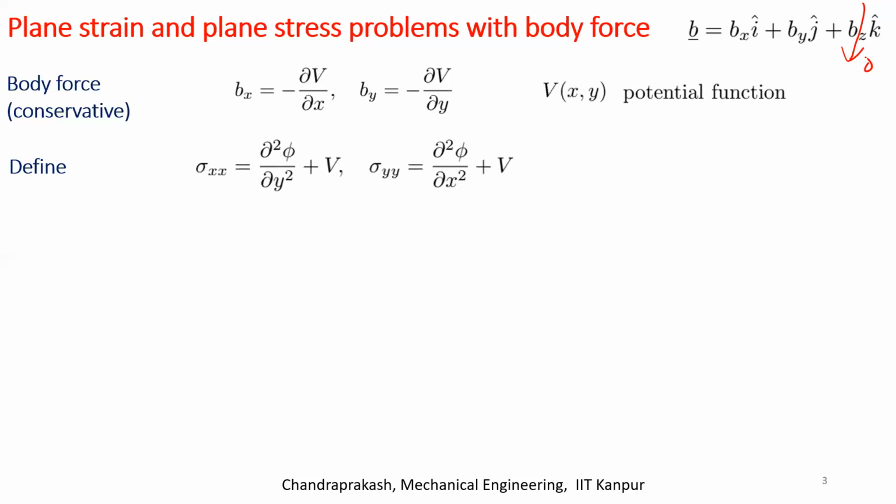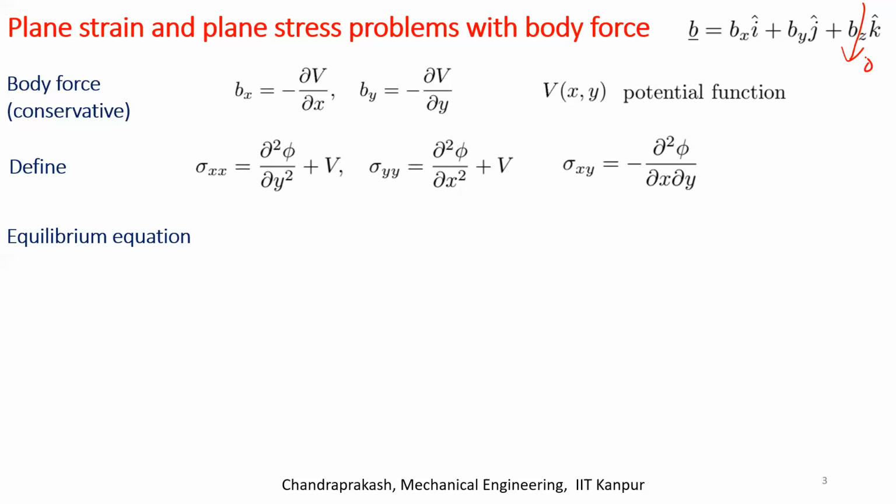Previously, when body force was 0, the potential was essentially 0. So now I'm going to add that potential here. Whereas when it comes to shear, I'm not going to include anything. Right? This is how I'm going to define it. And the remaining procedure is the same. What do you mean by same?